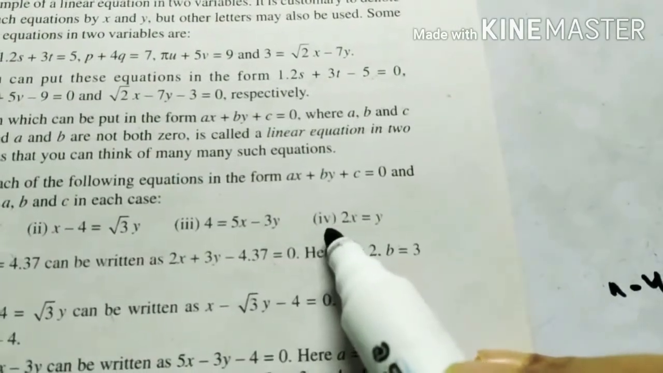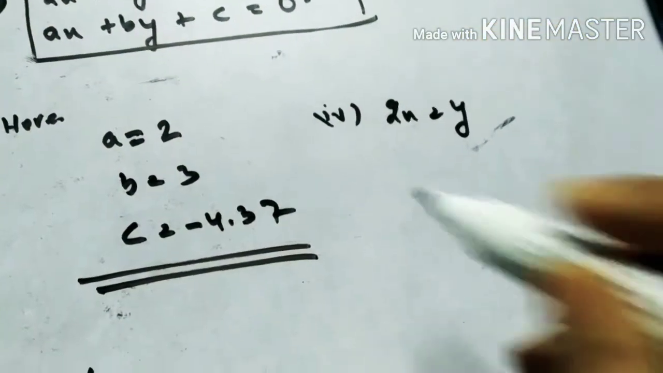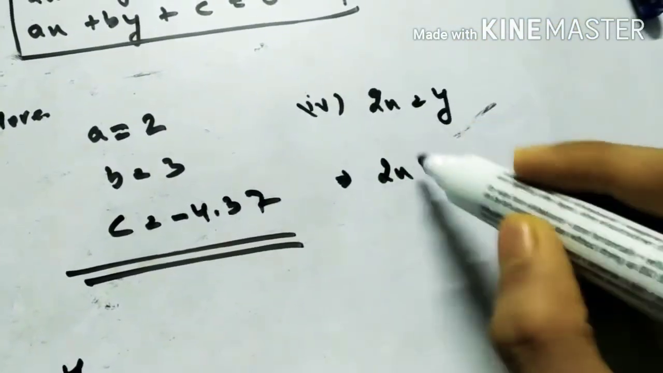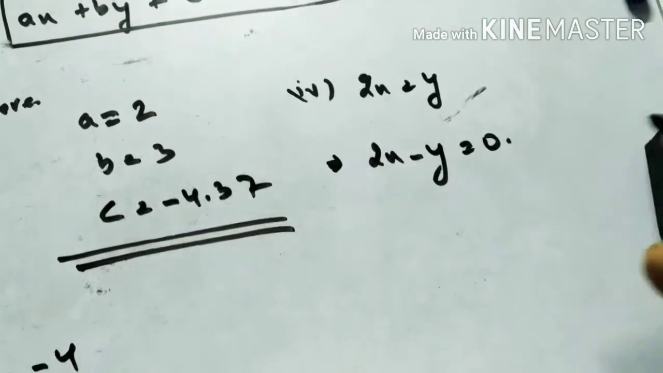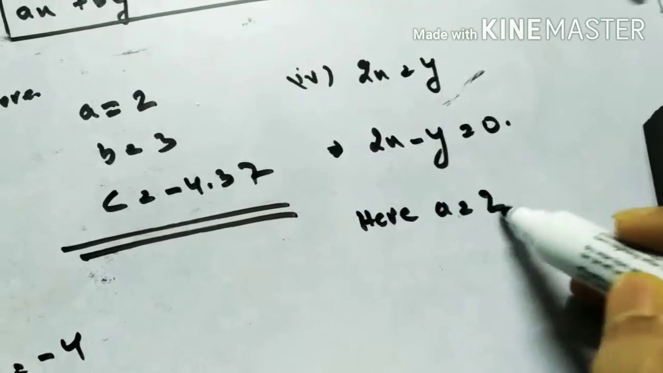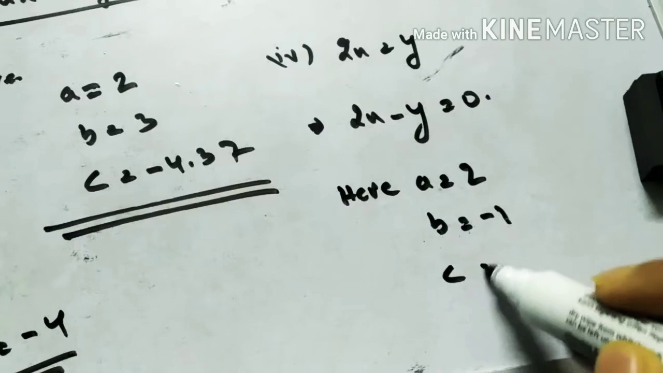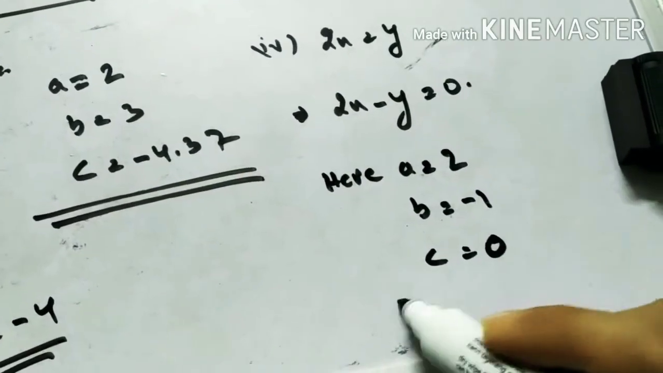You see this is number 4. Number 4 is given as 2x is equal to y. No problem there. You bring y to this side: 2x minus y is equal to 0. Here a is equal to 2. Understand? b is equal to minus 1, and c is not there, so c is equal to 0.